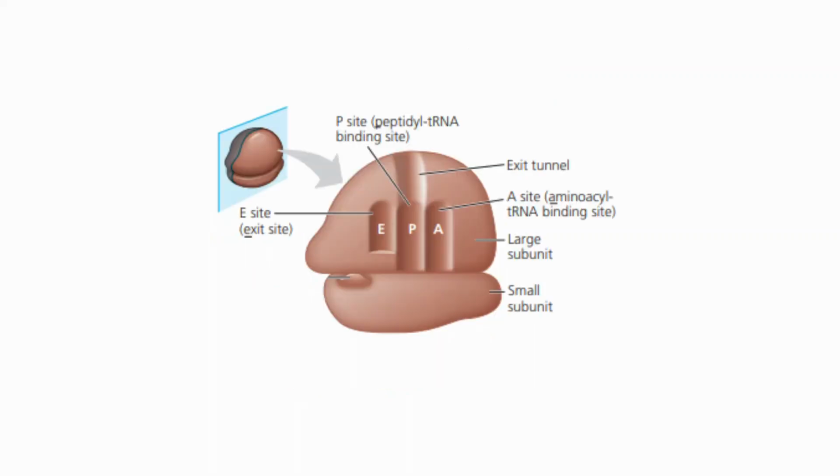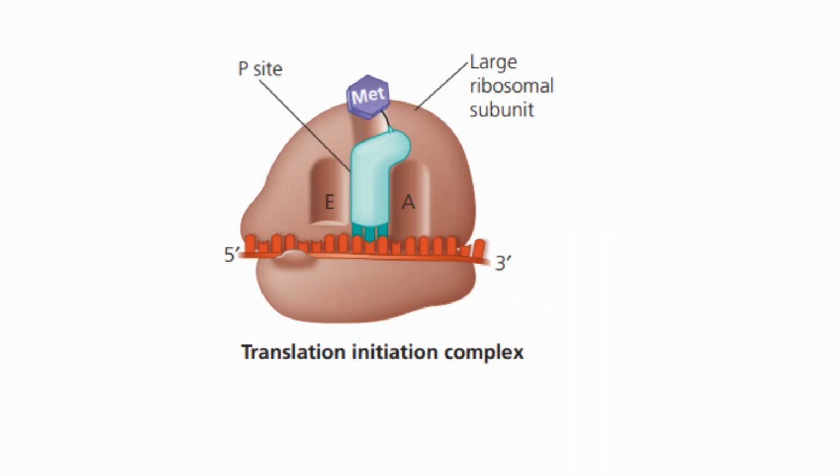The large subunit has 3 sites, namely the acceptor site, also known as the A site, the peptidyl site or P site, and the exit site or E site. At the completion of the initiation process, the initiator tRNA sits in the P site of the ribosome and the vacant A site is ready for the next aminoacyl tRNA.